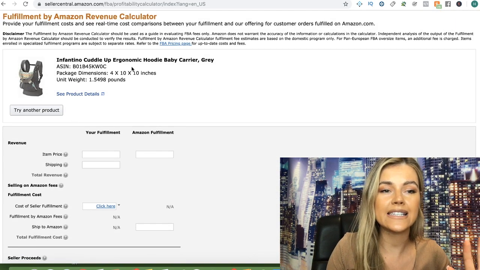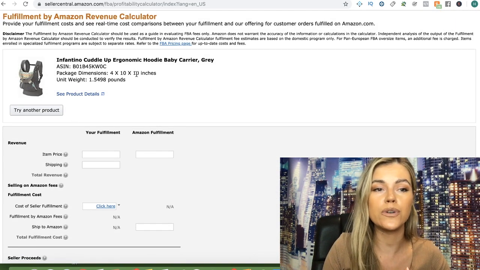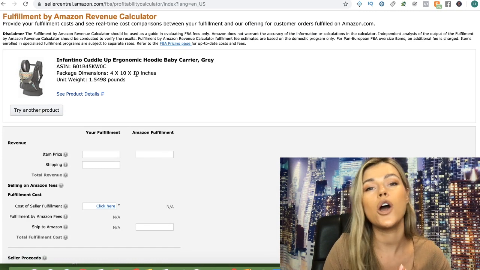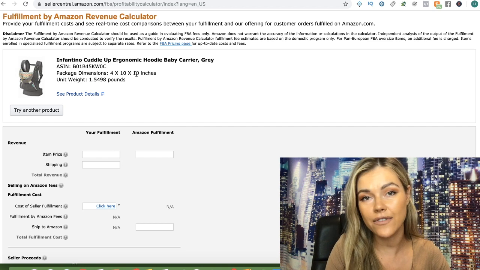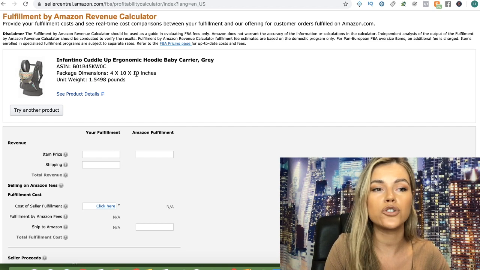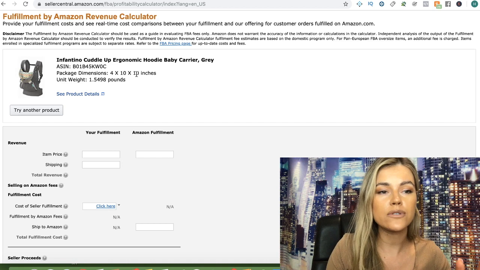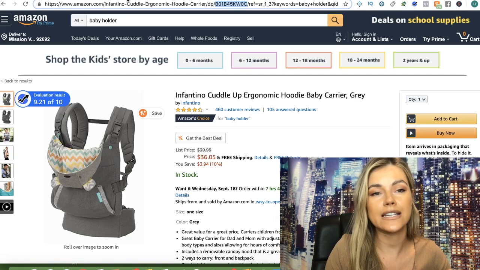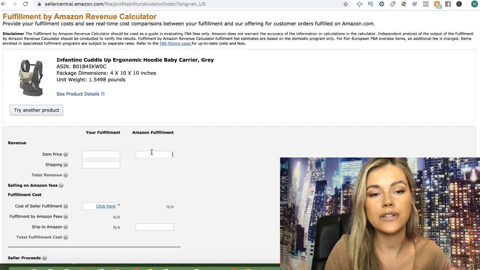So it shows us this exact product. And now what this is going to help us do is determine the package dimensions and the unit weight, which is going to determine what Amazon's packing fees are to actually ship this out to the customer. So we're gonna use this as an example. They are selling it for around $36. So let's put that in.